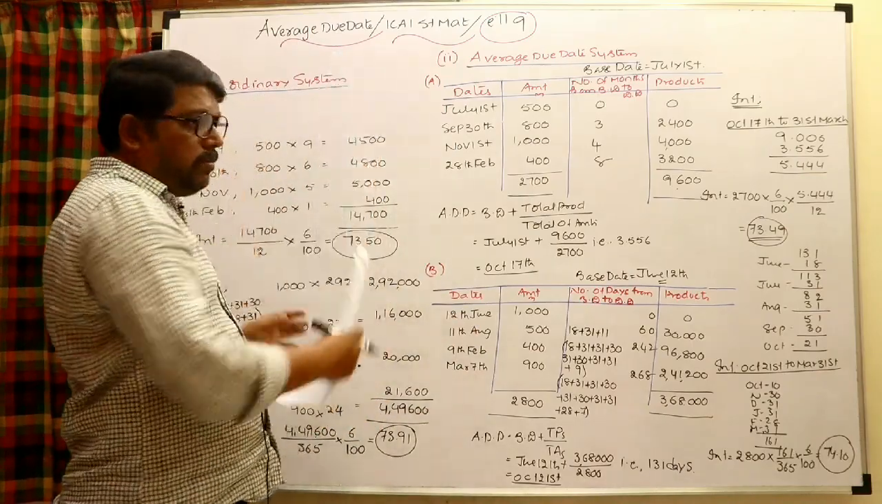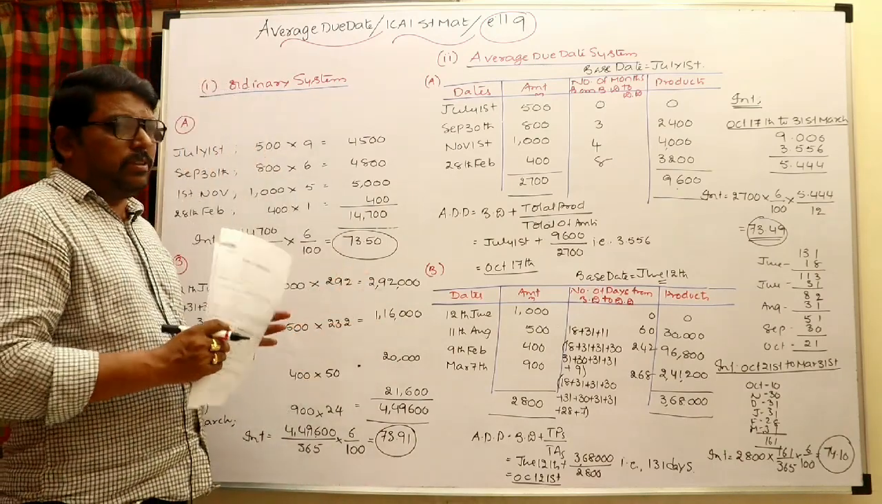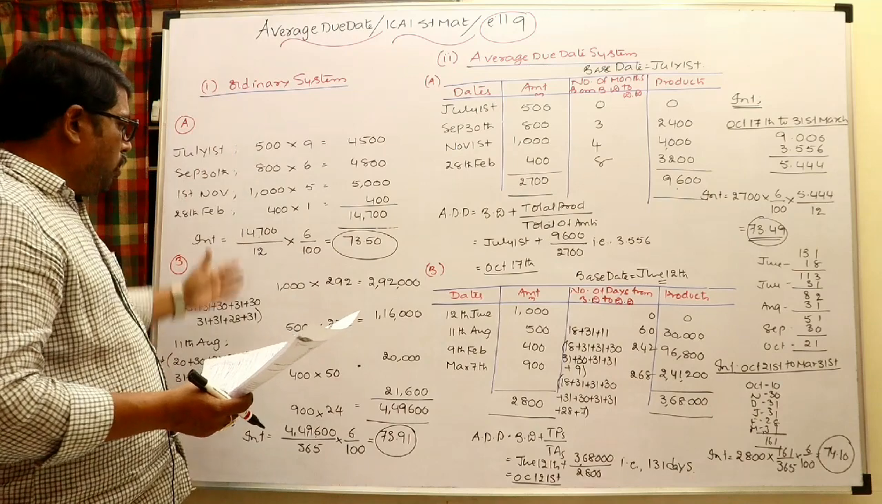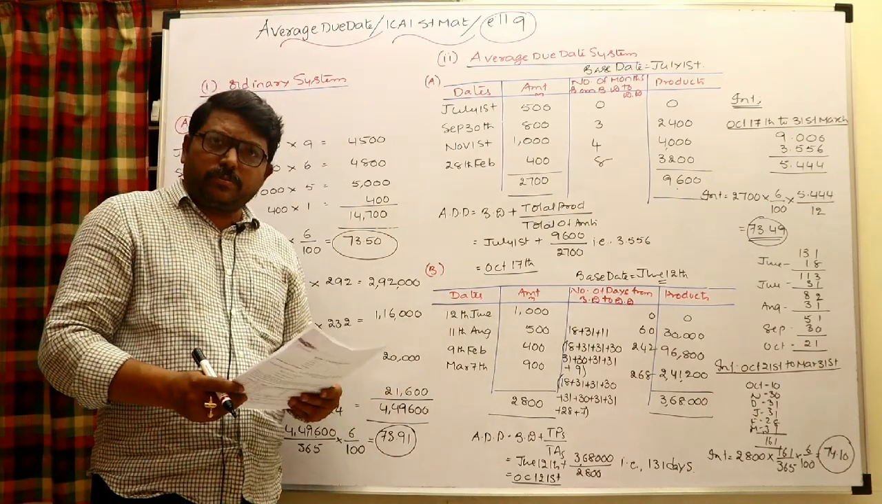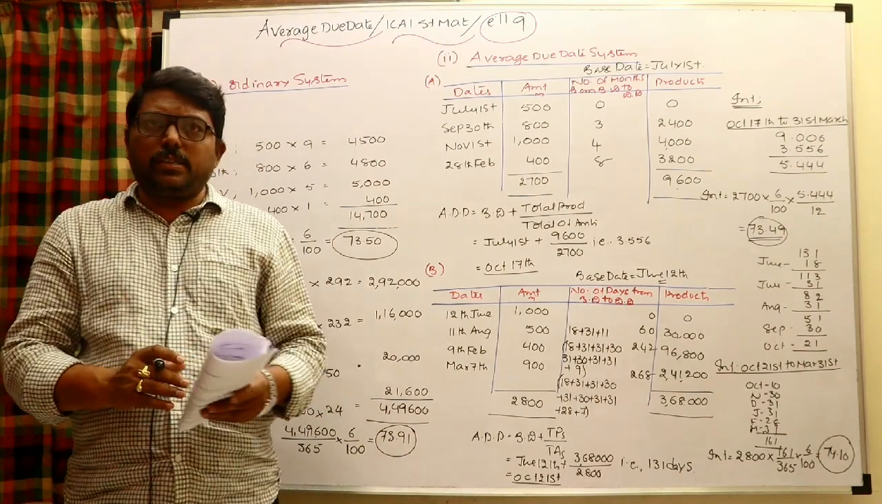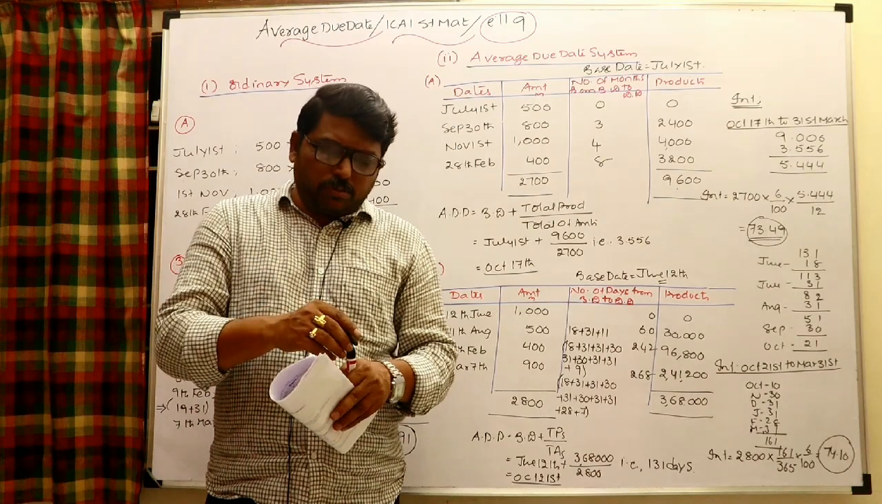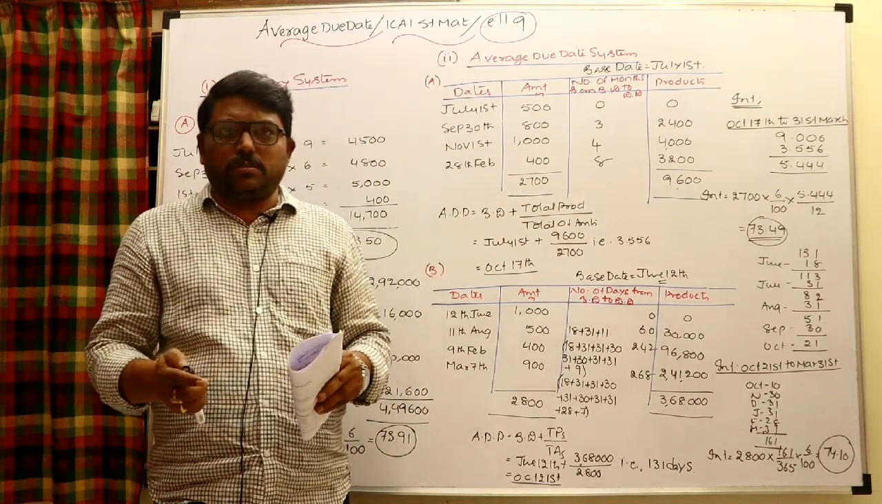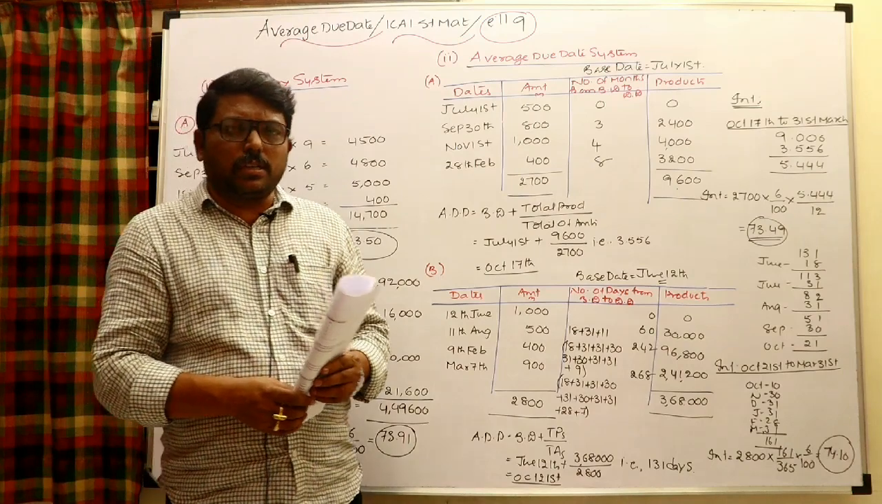Whenever drawings are made by the partners on different dates, different amounts, you may go in the ordinary method or you may go for the average due date method also. So almost all varieties of sums we discussed in the average due date. Just to practice, we can discuss the practical questions also, in the next class. Bye.